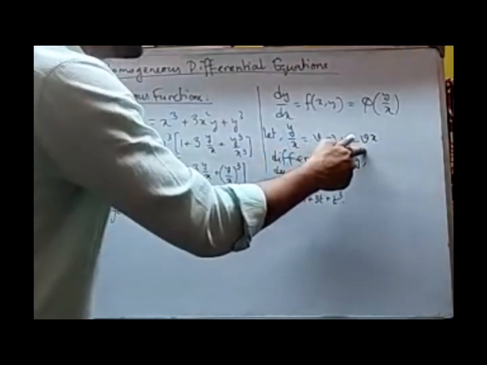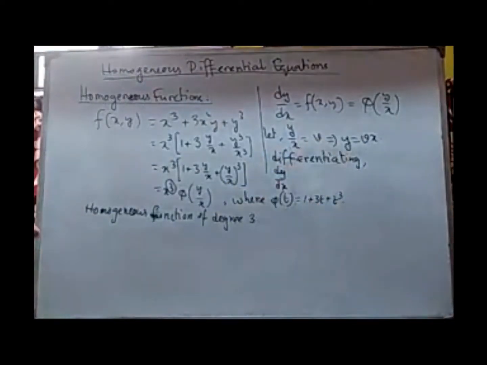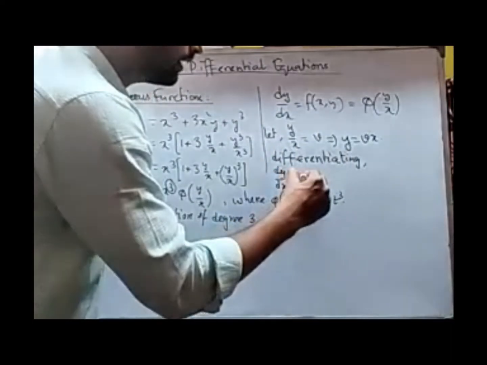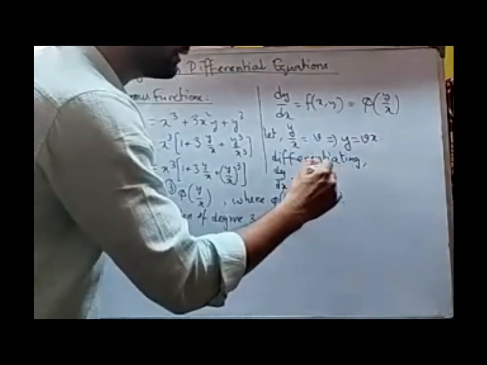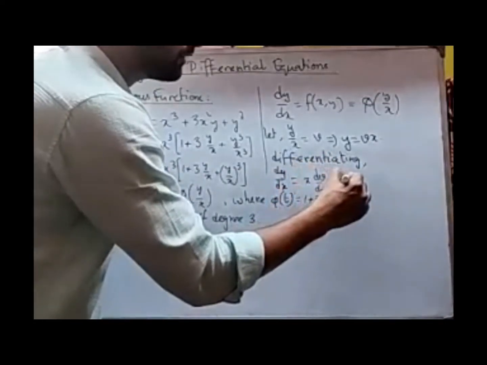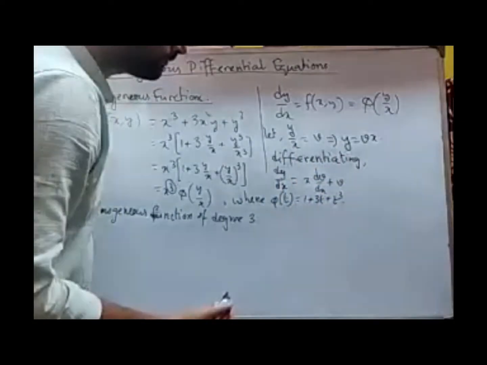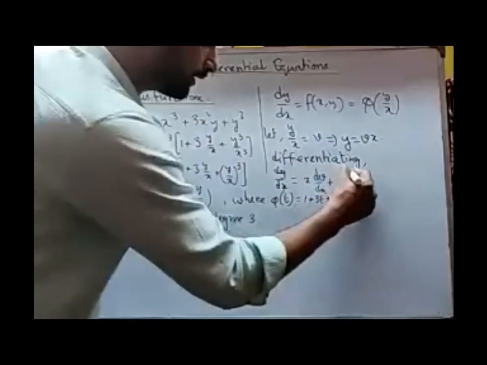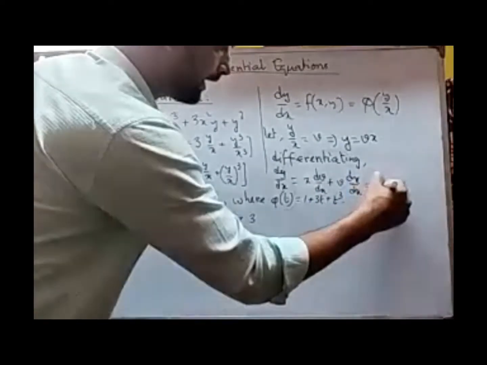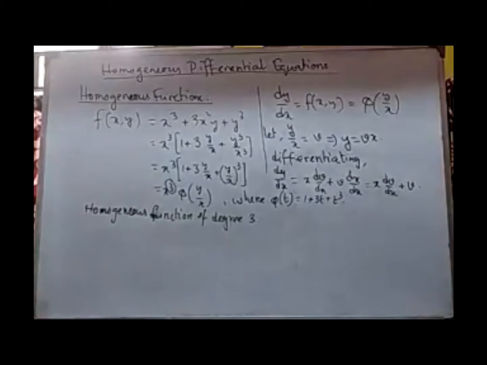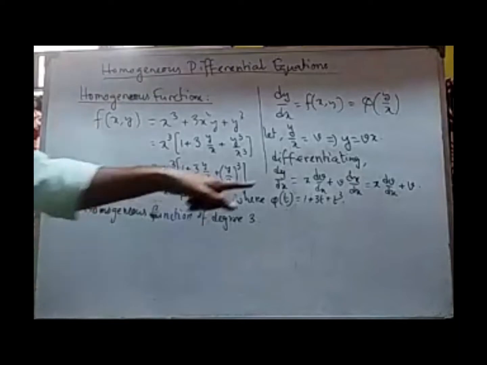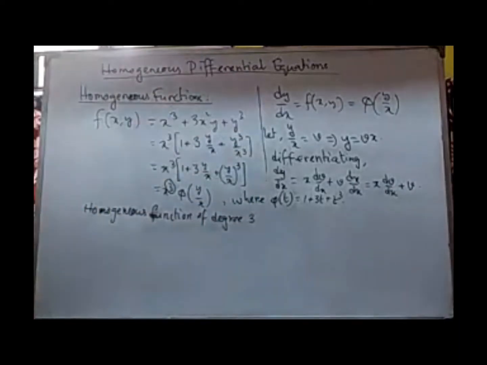Now you will see that v is a function of x. So on the right hand side, we have a product of two functions. So we keep x fixed, dv/dx, plus then v is fixed, dx/dx, so it's 1. So it is x dv/dx plus v. And if this is the thing, now we can easily substitute this value of dy/dx in the differential equation.